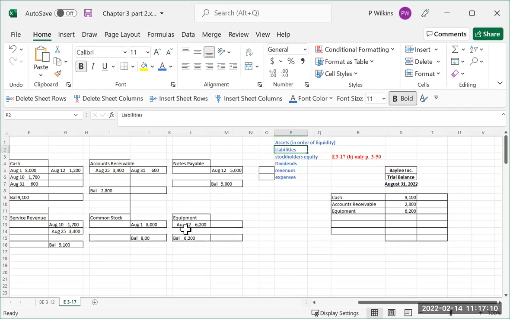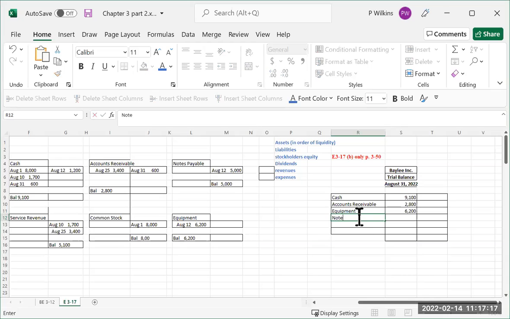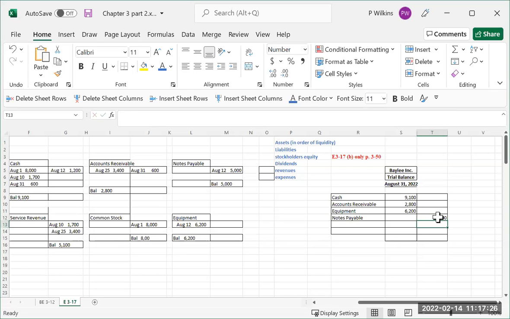What do we have for liabilities? Well, we have just one: notes payable, and it's a credit balance of $5,000. So we're going to list notes payable and put the credit balance of $5,000. Credit goes in the far right column. Okay, so we have no other liabilities.